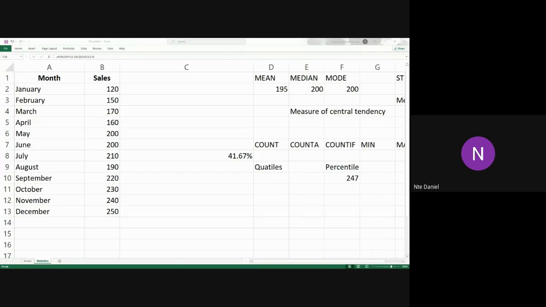So somebody was asking also about inclusive and exclusive percentile, right?